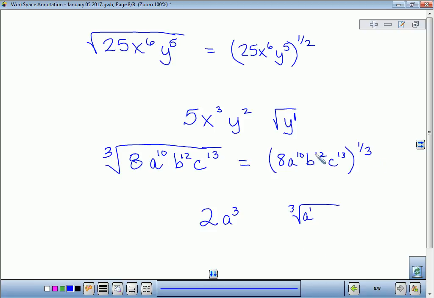How many times does 3 go into 12? 4 times. Are there any left over? No. How many times does 3 go into 13? 4 times. How many are left over? 1.